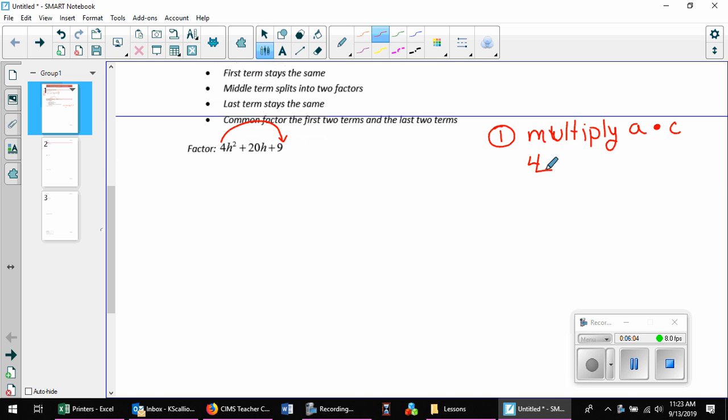So 4 by 9 equals 36. Okay, so now the reason why I need that 36 is I need the factor pairs of 36 that add up to 20. I'll get the first one. 1 and 36. 2 and 18. 3 and 12. 4 and 9. I think I'm done.